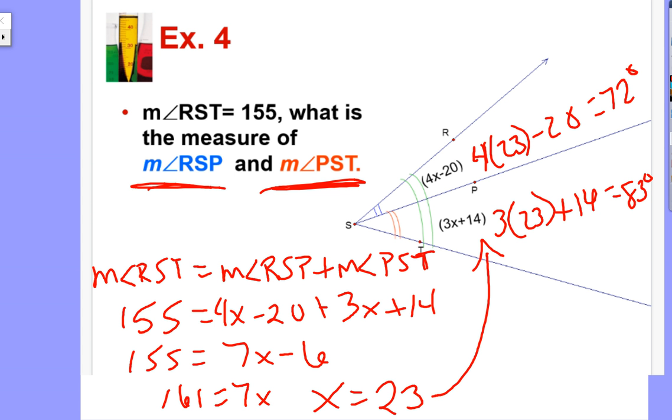So my question to you is, what if I didn't want to substitute back into both of them? How could I have substituted into just one of them and then used some other information to find the missing other half? Well, if the whole thing is 155, and let's say I started with this one at 72, and I know 72 degrees is the measure of angle RSP, I could just take 155 minus 72. That also would have given me 83 degrees.